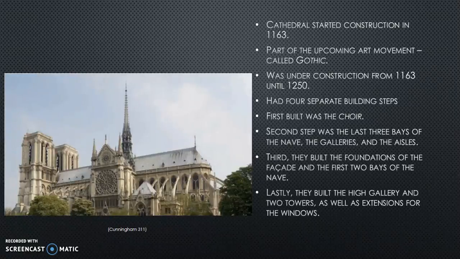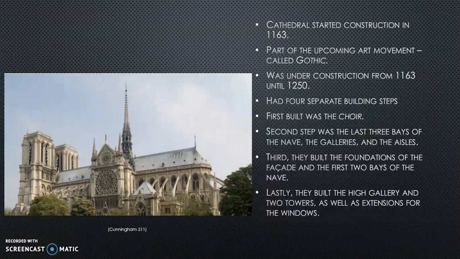So we have some background information historically for the cathedral. It started construction in 1163, and was part of an upcoming art movement called the Gothic. This is a very prevalent architecture scheme back in this time period. Most of the cathedrals that we see today are of the Gothic era.